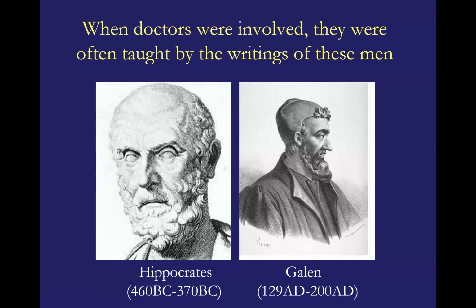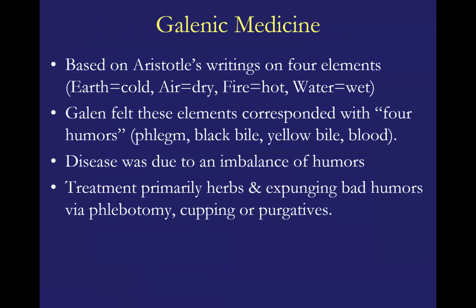So yes, when doctors were involved in the medical process, they often had read the texts of doctors that came before them 1,000 years before them, especially Hippocrates and Galen. And especially Galenic medicine is based upon Aristotle's writings of the four elements. Those are earth, air, fire, and water, or cold, dry, hot, and wet. And Galen felt like these elements corresponded with what they called the four humors, which were phlegm, black bile, yellow bile, and blood. And because of this, disease was an imbalance of these humors. At least that's the way it was thought.